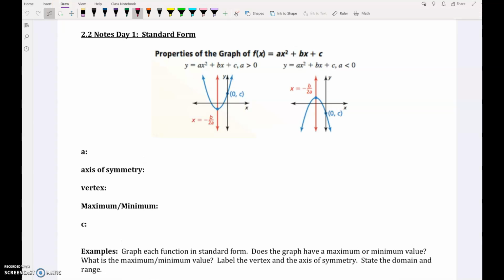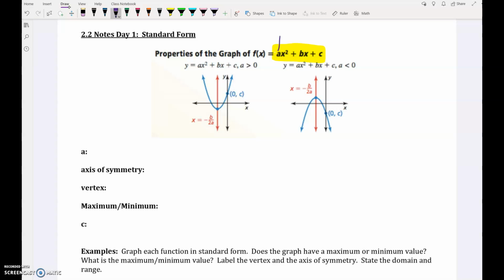Standard form is a little bit different than vertex form. On this page, standard form is written right here: ax squared plus bx plus c. A is the number in front of your x squared, b is the number in front of the x, and c is the number by itself.